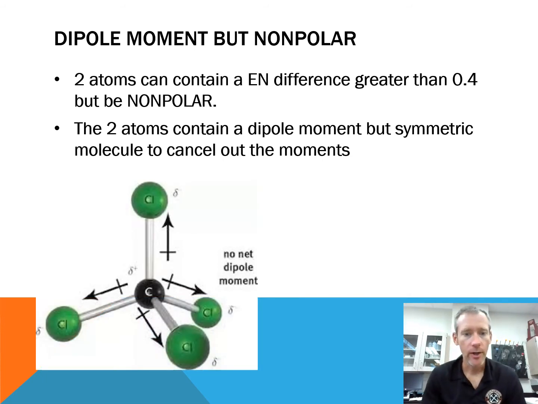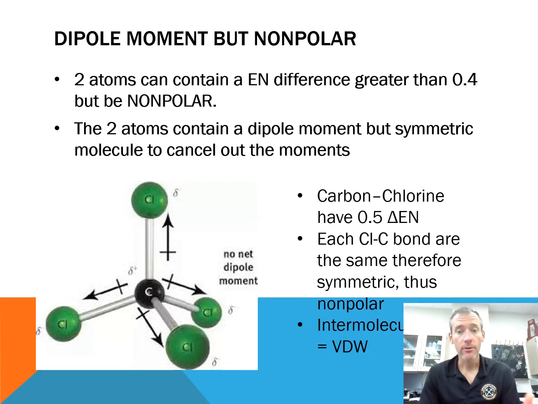So here you have carbon tetrachloride. Even though chlorine is more electronegative than carbon, they all are pulling with the same force. So it's a nonpolar substance. It has polar dipole moments, but they're all the same and they're all equally pulling. They cancel each other out. So the net is 0, so it's nonpolar. Carbon chlorine has a difference in electronegativity of 0.5, but it's symmetric, therefore it's nonpolar, and it has an intermolecular force of van der Waals forces, VDW.